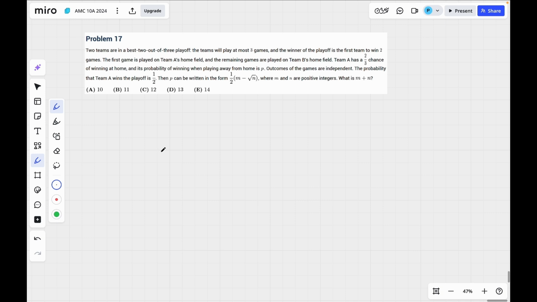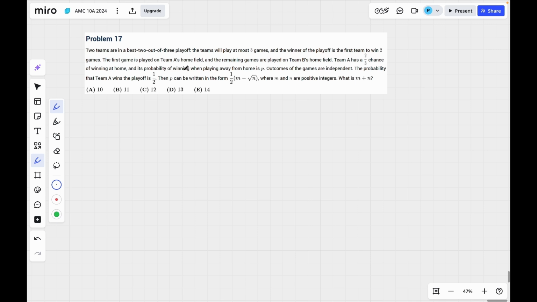Now, problem 17. Two teams are in a best 2 out of 3 playoff. The teams will play at most 3 games, and the winner of the playoff is the first team to win 2 games. The first game is played on Team A's home field, and the remaining games are played on Team B's home field. Team A has a 2/3 chance of winning at home, and its probability of winning when playing away from home is p.